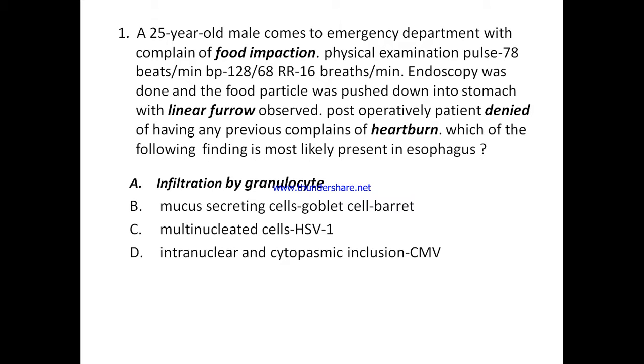So options C and D would likely be present in a person with a CD4 count of less than 100, and this would likely be an HIV patient, right? You must be absolutely aware that multinucleated cells are observed in herpes simplex virus type 1, and intranuclear and cytoplasmic inclusions are both observed in cytomegalovirus.